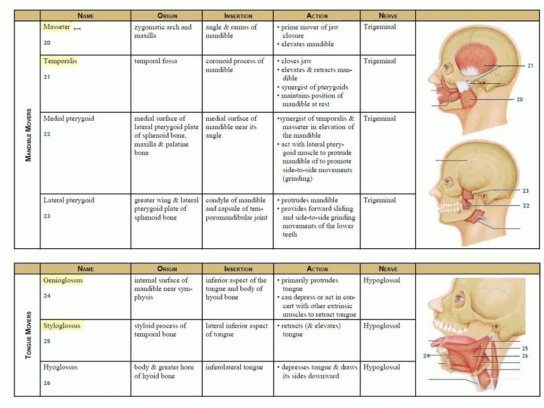Then we have our mandible movers. I want you to know the masseter and the temporalis. So the masseter, that is the muscle that you can actually feel popping out of the side of your cheek when you clench your teeth. That's what the masseter is. So it elevates the mandible, it helps you close your mouth, and it helps you chew.